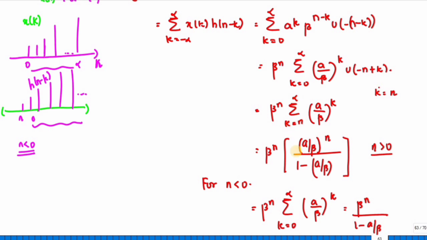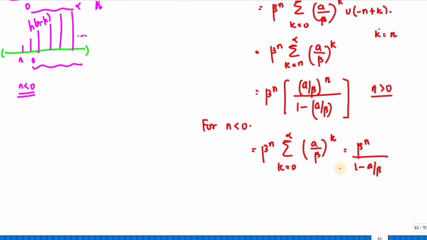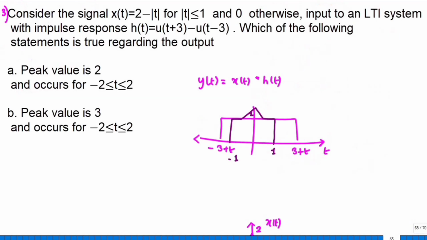So if I substitute this one, the formula is 1 divided by 1 minus a beta, and in the numerator I already have beta m. So this is my value. For n greater than 0, I'm getting this equation, and for n less than 0, I'm getting this equation. So I hope you can understand this one. Let us go for the next.